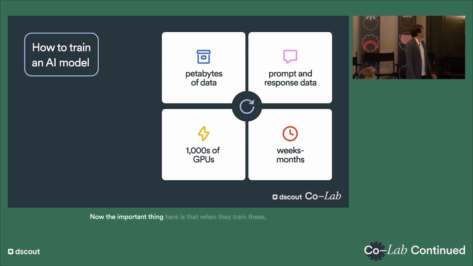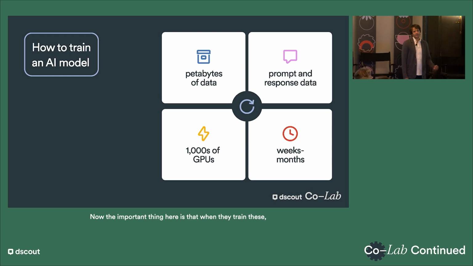Now, the important thing here is that when they train these, you have to structure it into prompt and response structures. And so what I want to do is go through a real-life example here and talk about how we can use our own underlying data to improve these in a real-life Dscout example.